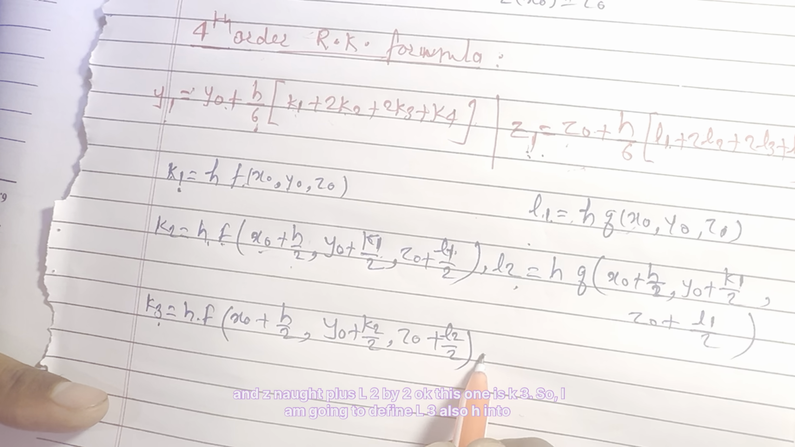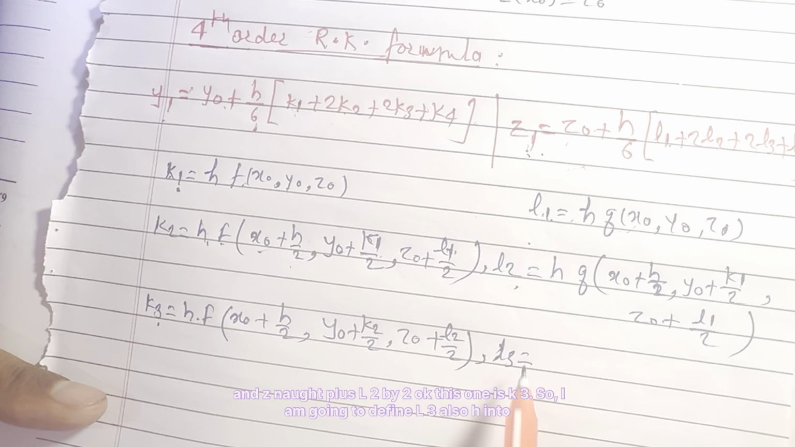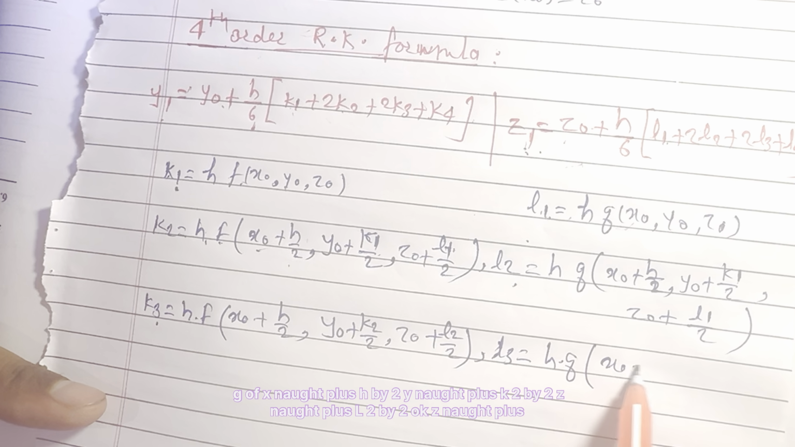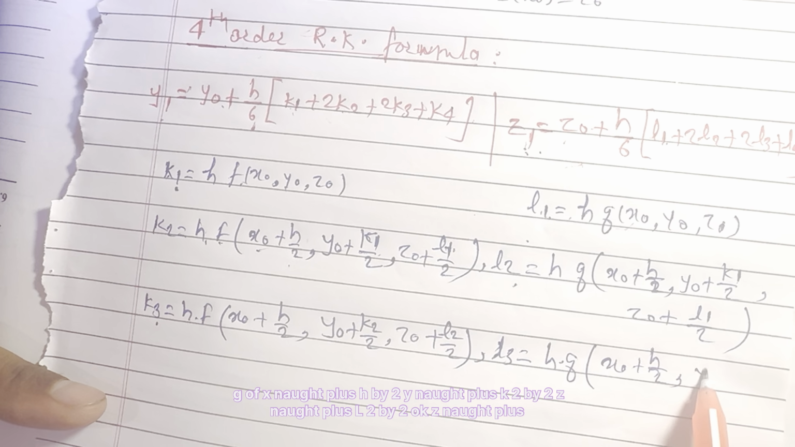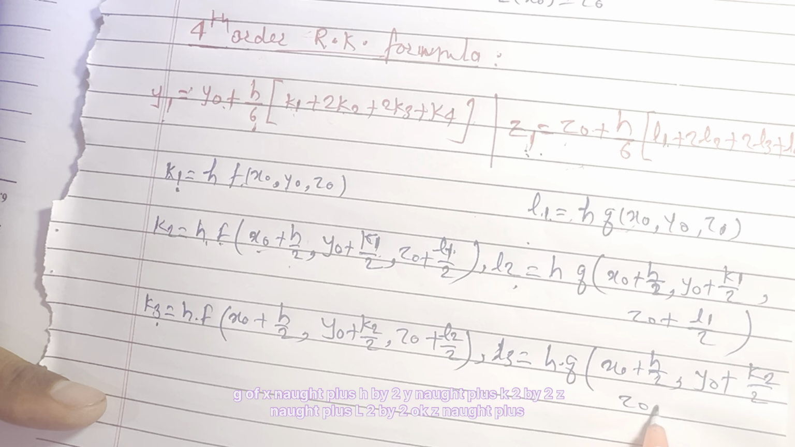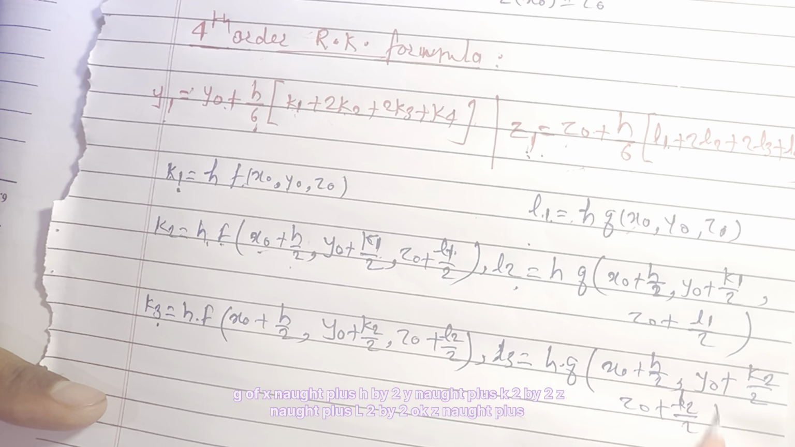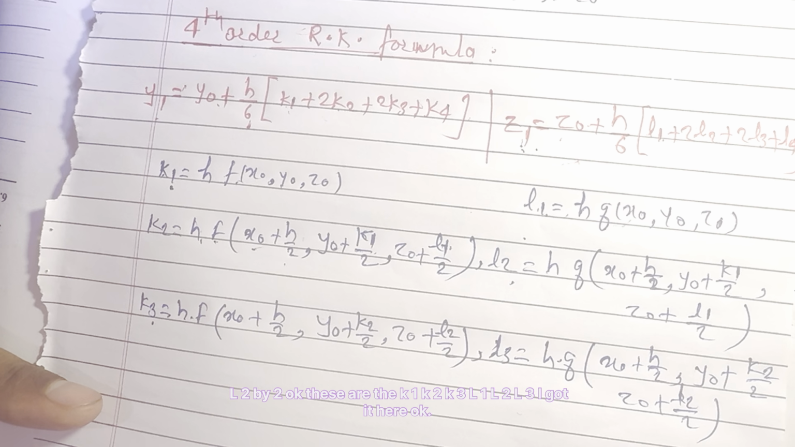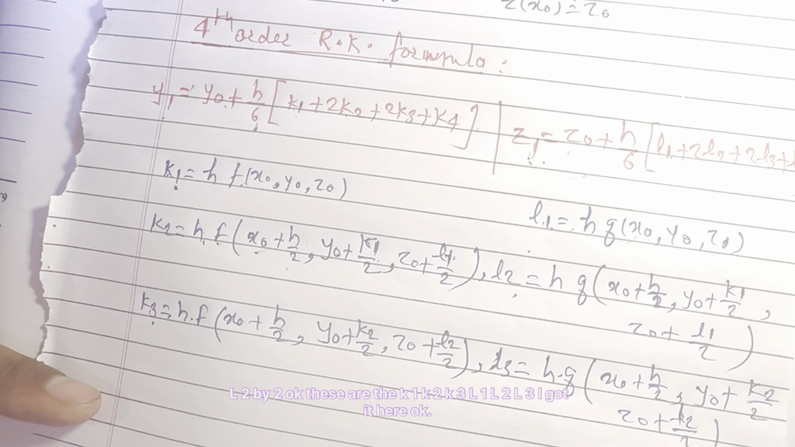This one is K3. So I'm going to define L3 also. L3 is h into G of x naught plus h by 2, y naught plus k2 by 2, z naught plus L2 by 2. These are the K1, K2, K3, L1, L2, L3. I got it here.